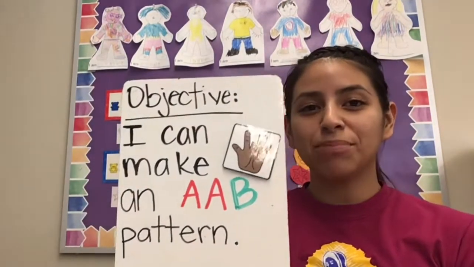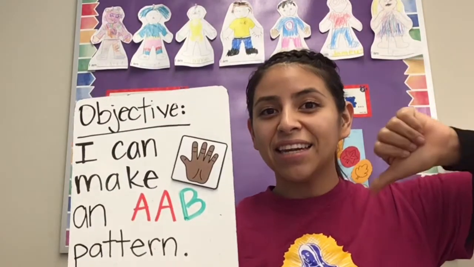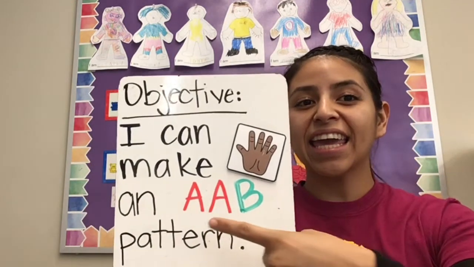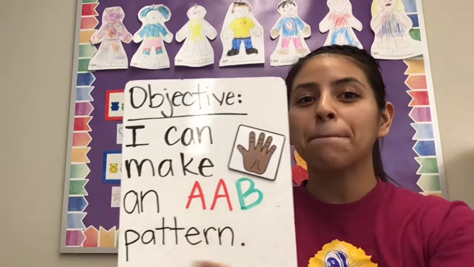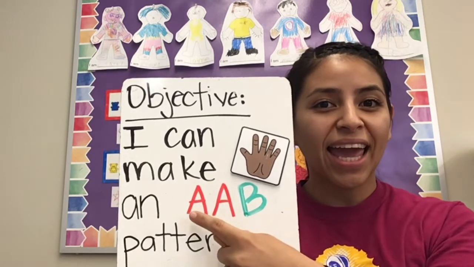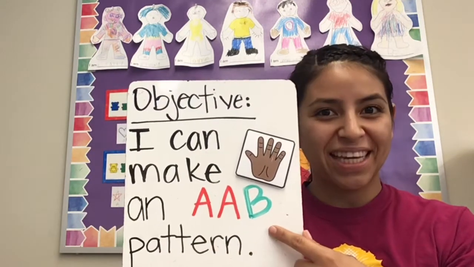So for today our objective is I can make an AAB pattern. So what are we making again? What kind of pattern? AAB. Don't worry, I'm going to let you know what that looks like in a little bit.